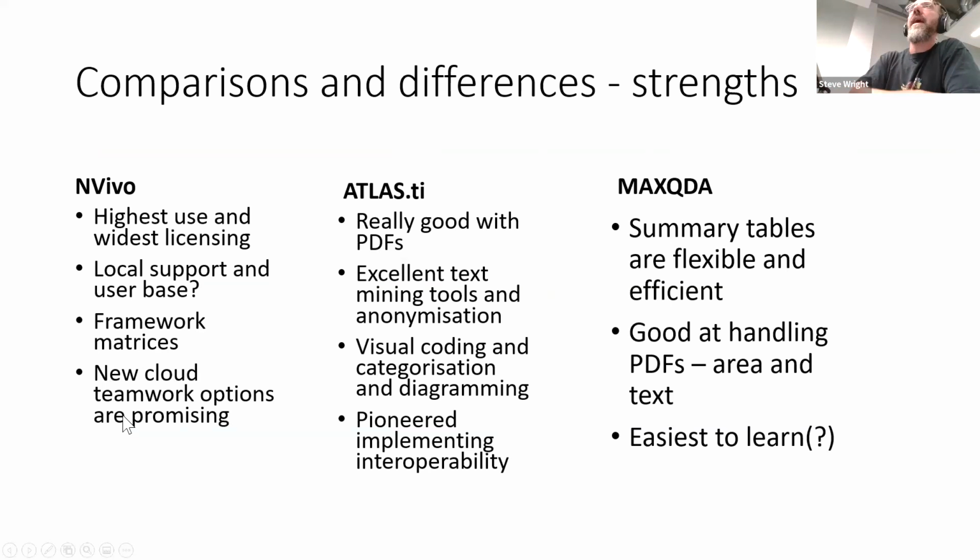There's some new cloud options for teamwork, which, if they work, as advertised, could be amazing. So it could be really good with a team. Atlas CI is incredibly good at handling PDFs. So I've shown you that thing whereby you can import PDFs. It brings in the highlights, the notes, and all of that stuff. It's got some really nice text mining tools and tools that can help support anonymization. So it can automatically go and find everything that looks like a name, everything that looks like a place, everything that looks like an organization, and code that for you so you can check it.